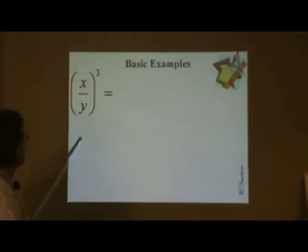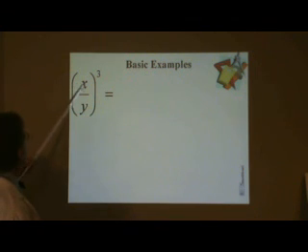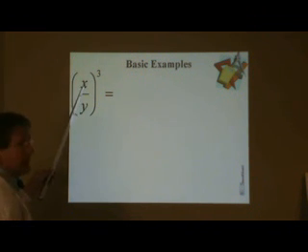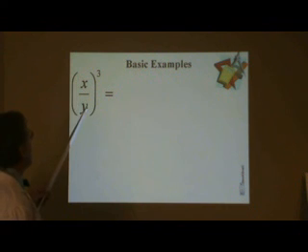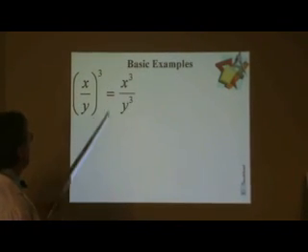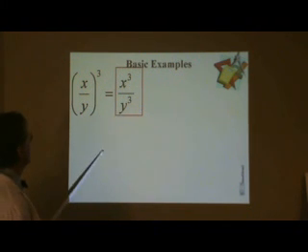Some more examples. Just basically going through each of the laws that we saw and doing an example of it. Here's x over y, all to the third power. Notice this whole thing, I've got parentheses here. So I don't just put the 3 on the x and think that I'm done. I don't just put the 3 on the y and think that I'm done. I have to put it on both. And I get something like this. x to the third over y to the third.